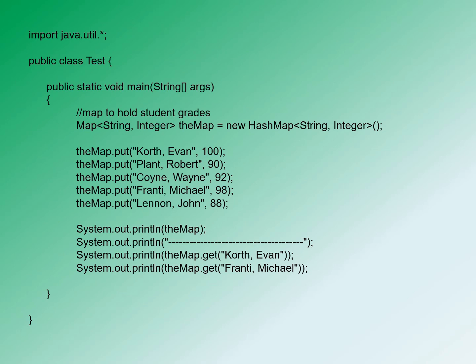Now this is the implementation of the Map data type. When we declare a Map using a new HashMap, then we can use map.put to put the values inside the map, and then we can print them using the map.get function.